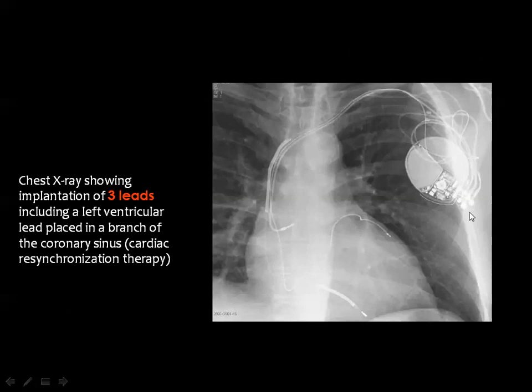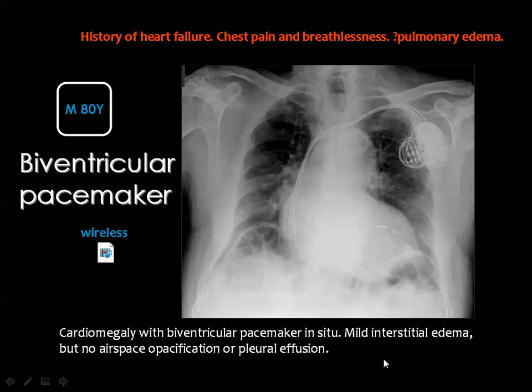This is a pacemaker with 3 leads. You got the regular leads in the right atrium and in the right ventricle, and also you got the 3rd lead in the left ventricle. And here you can see another cardiac pacemaker with more than 2 leads, and you see the insertion of the leads in different cardiac chambers.